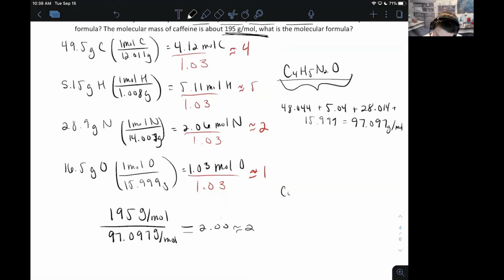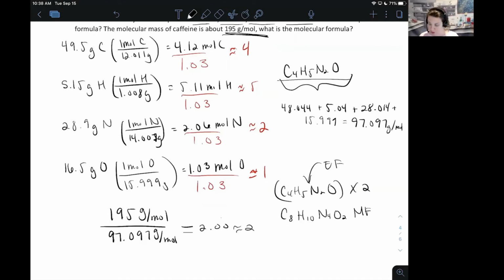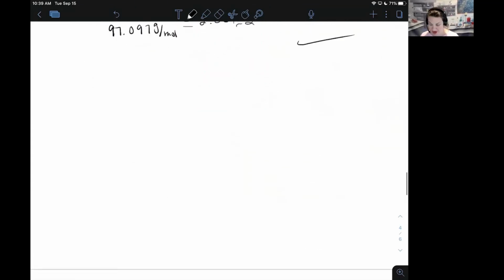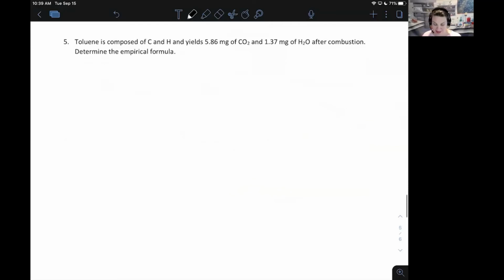So C4H5N2O. We're going to multiply this by 2, giving us C8H10N4O2 as our molecular formula. So this is our empirical formula, the C4H5N2O. Our molecular formula is C8H10N4O2. Voila. Okay, let's try some combustion analysis.